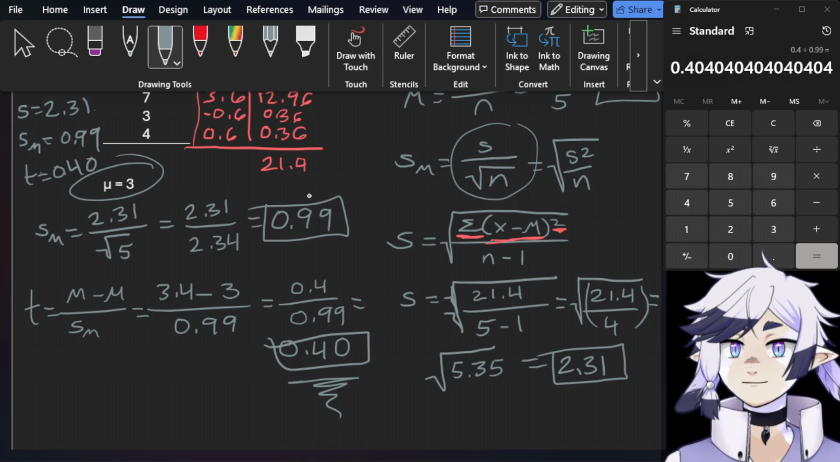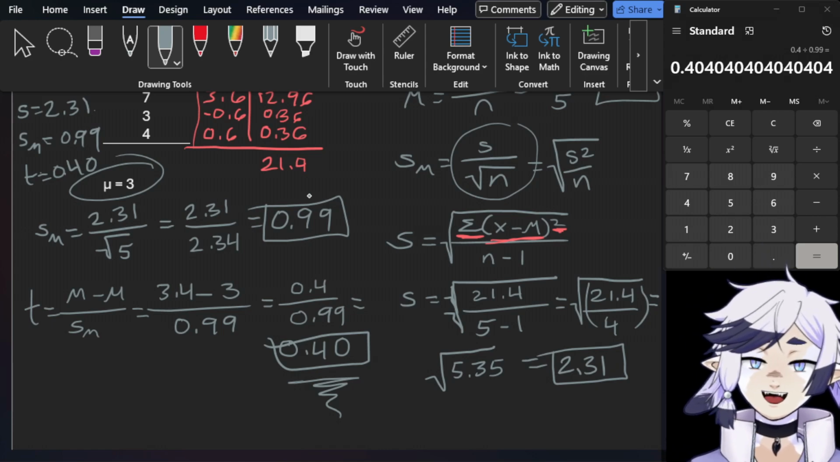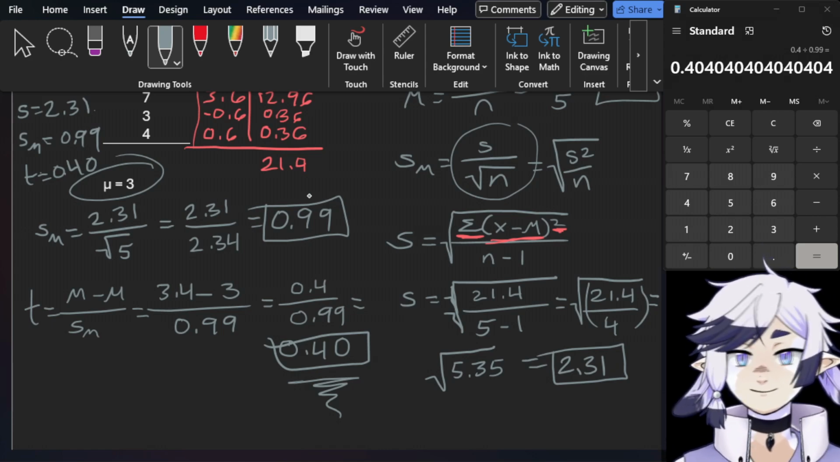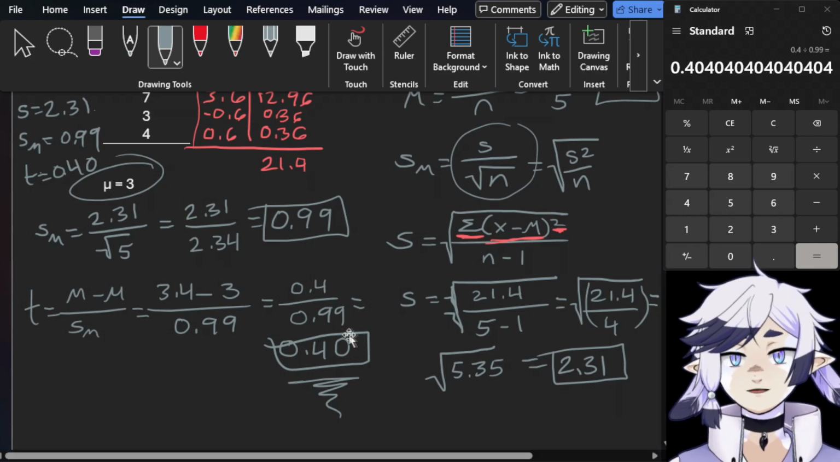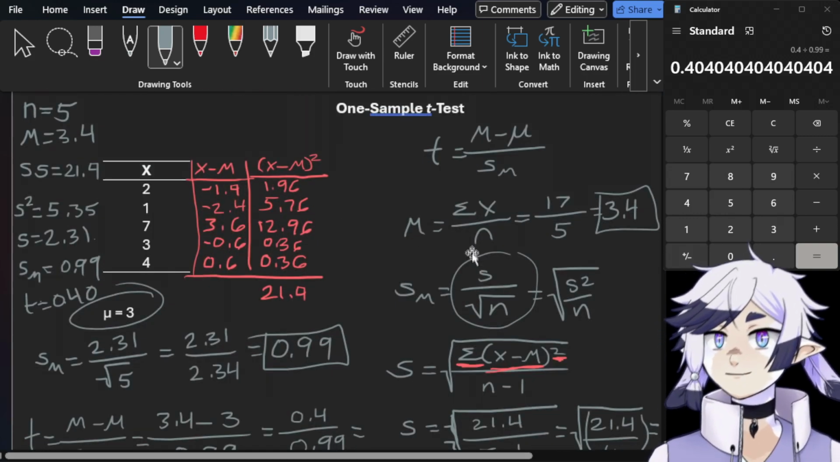But yeah, you would have to use the t-table to figure out if you reject the null or not if this was a bigger number. But there you go. That was calculating all of the statistics for a one-sample t-test by hand.